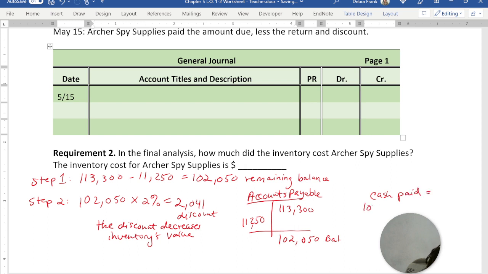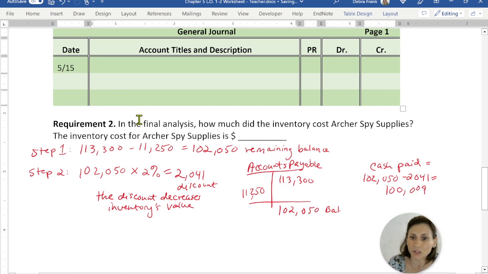Cash paid equals 102.50 minus the discount, which was 2,041, right? And so that is 100,009. I'll move my circle up. All right, so that is the cash paid out. That is my cash that's going out.